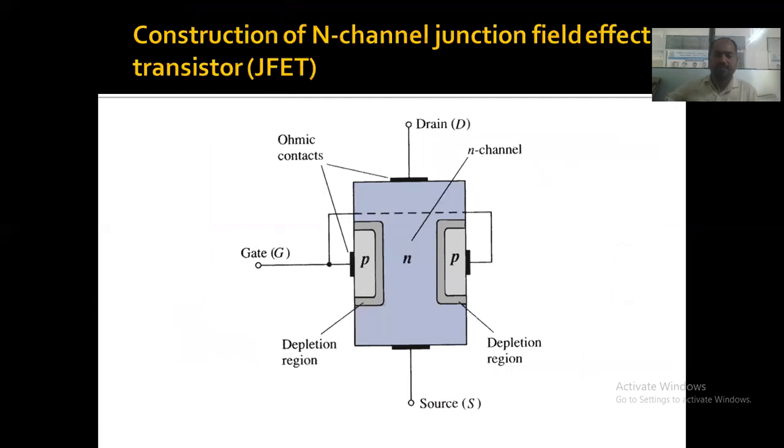See, this is the constructional diagram of the n-channel junction field effect transistor. What do you mean by n-channel? What is the concept of channel that we have to see here? Basically, this is the construction of your junction field effect transistor. It basically has three terminals: the gate, drain, and source. These are the three terminals of your junction field effect transistor, right?